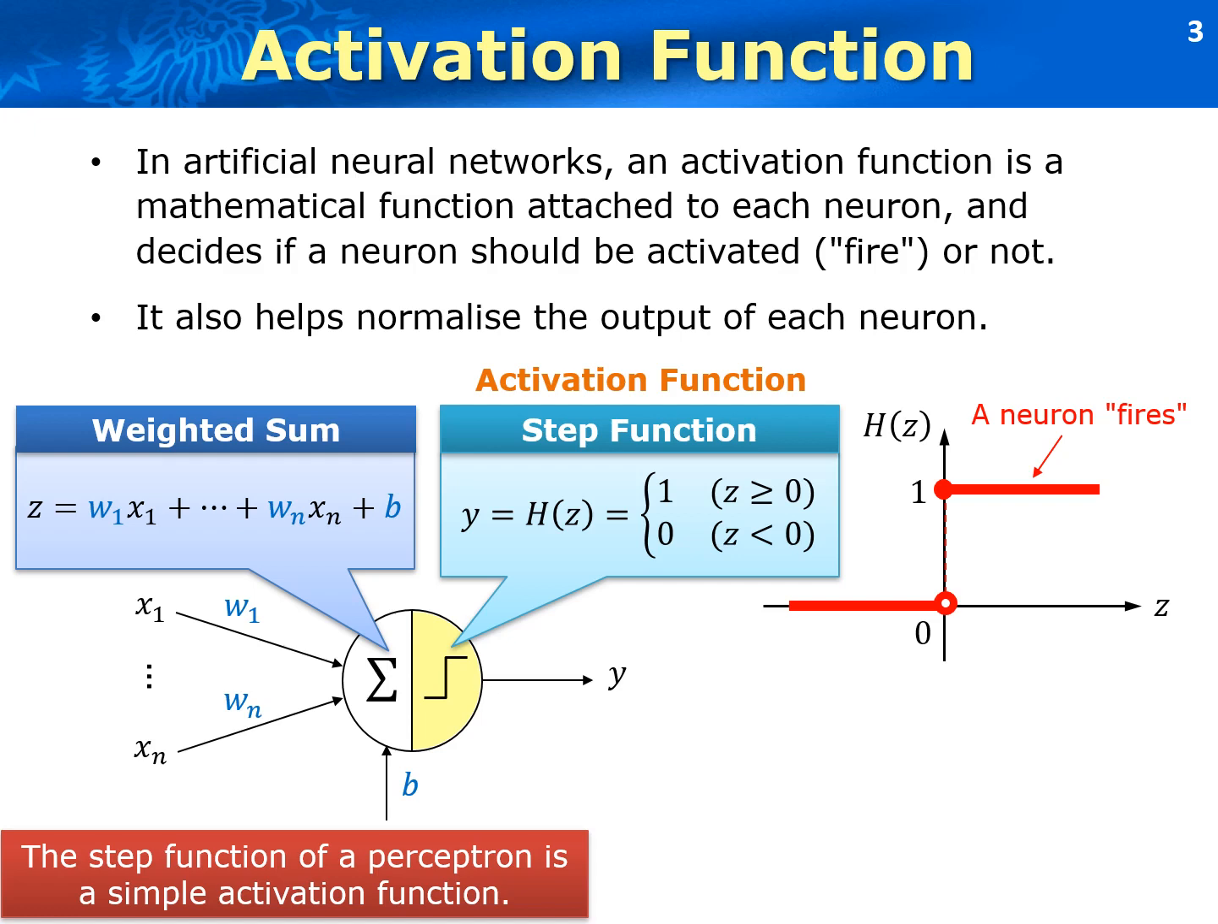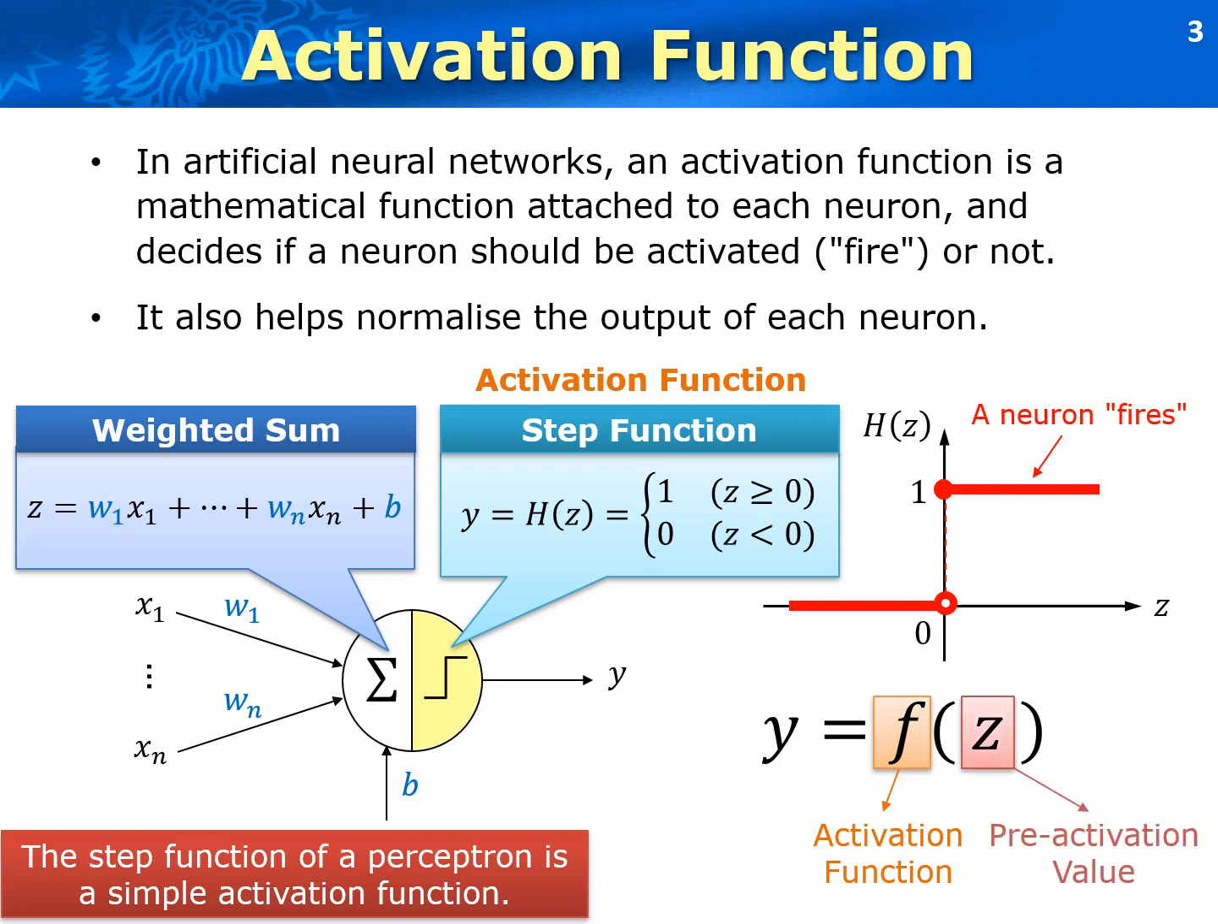We can replace the step function h with a more general function f. Thus, the output y is represented by f of z. Here, f denotes an activation function. z is called the pre-activation value, meaning that z is the value before applying the activation function. The output y is called the activation value. Apart from the binary step function, there are also a variety of other activation functions.